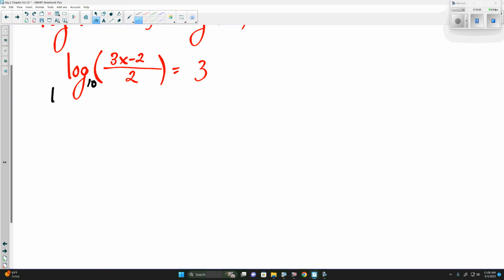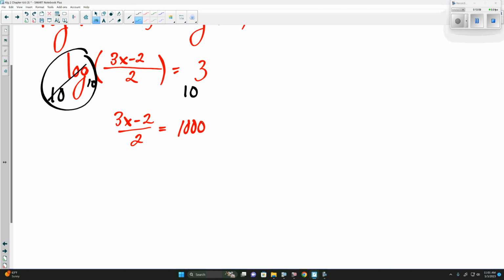Now we're going to put both sides to the base of 10, because this here will simplify, leaving us with 3x minus 2 over 2 is equal to, well, 10 to the third is 1,000. Interestingly enough, 10 to whatever the exponent is, the exponent will tell us the number of zeros that we have.